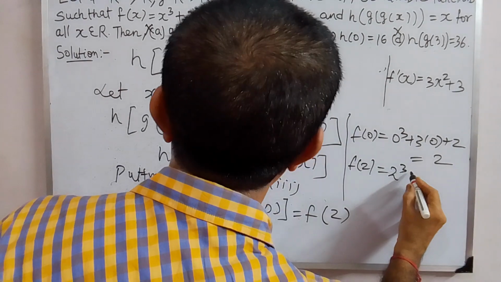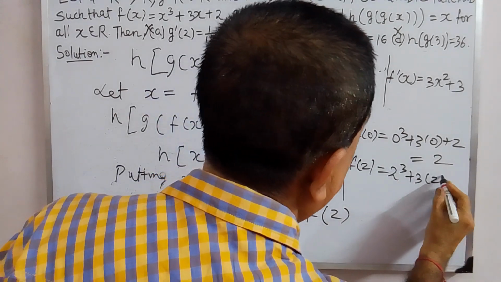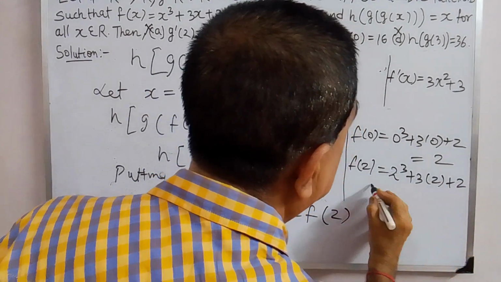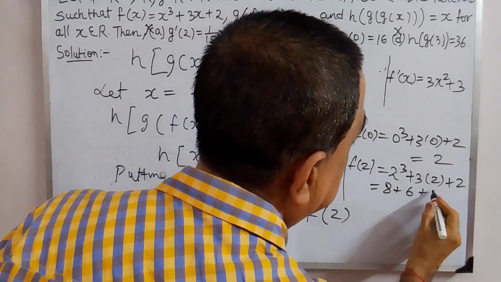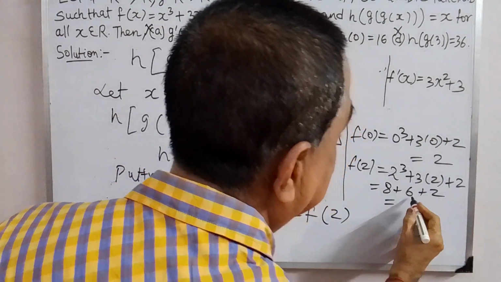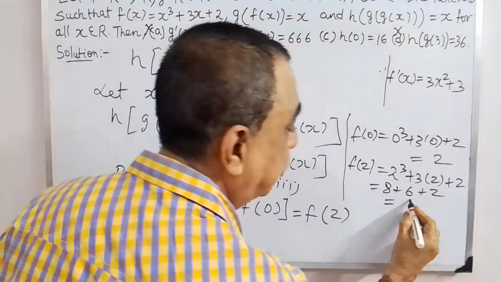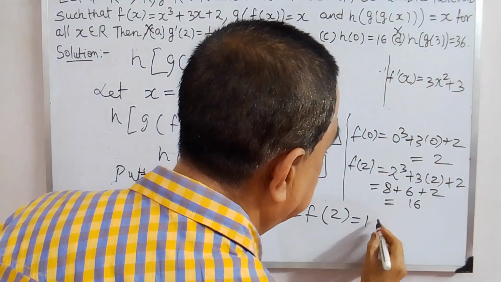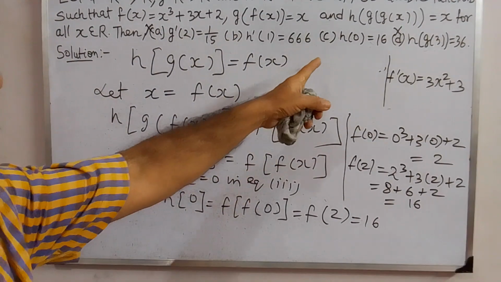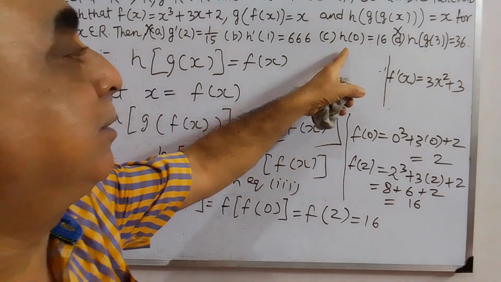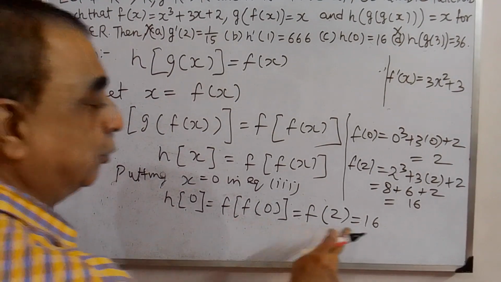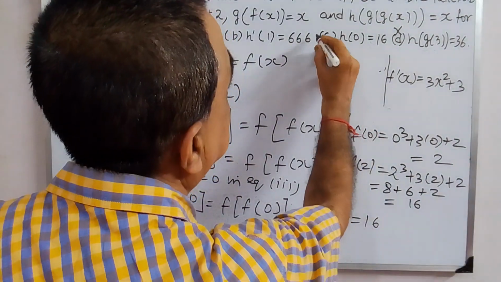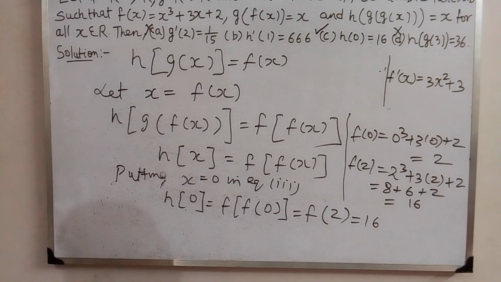So this will become 2 cube plus 3 into 2 plus 2. So 2 cube is 8, plus 3 twos is 6, plus 2. 8 plus 6 is 14, 14 plus 2 is 16. So here we are getting 16. Now check here. C is telling h0 is equal to 16. We have also got h0 is equal to 16. So option C is correct.